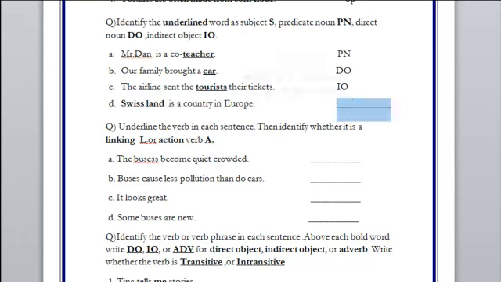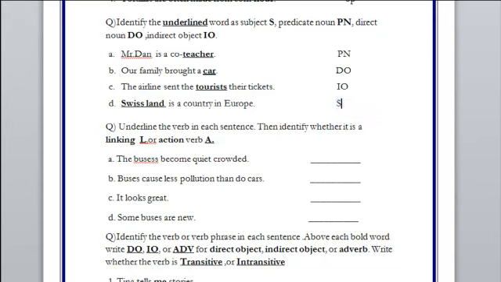Switzerland is a country in Europe. So without thinking much, I will not say the missing thing that we haven't written. I'll be saying that it's the subject of the sentence. Okay, so I'll be writing just the letter S.